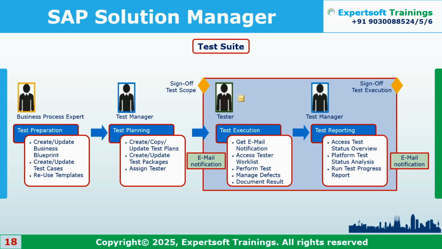In the test suite, there are the business process expert, test manager, and tester. For the test preparation, the test manager will plan the testing. The tester will get an email notification for the assigned test cases. Once the test is successfully completed, he will report it to the test manager and sign off the test execution. This is the roadmap from creating the test preparation until the test reporting.